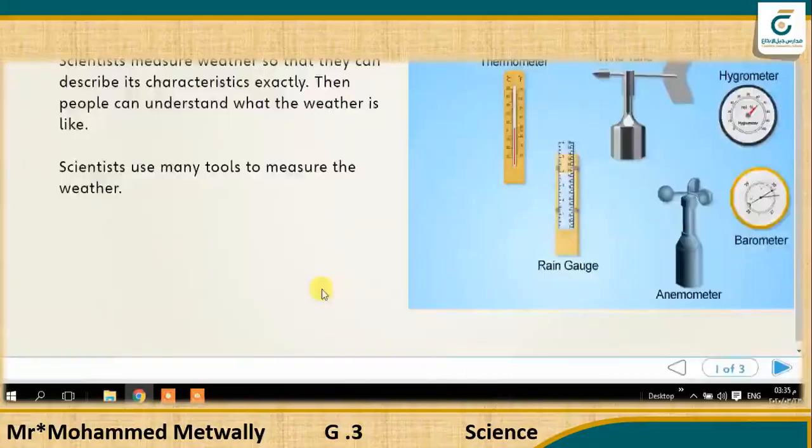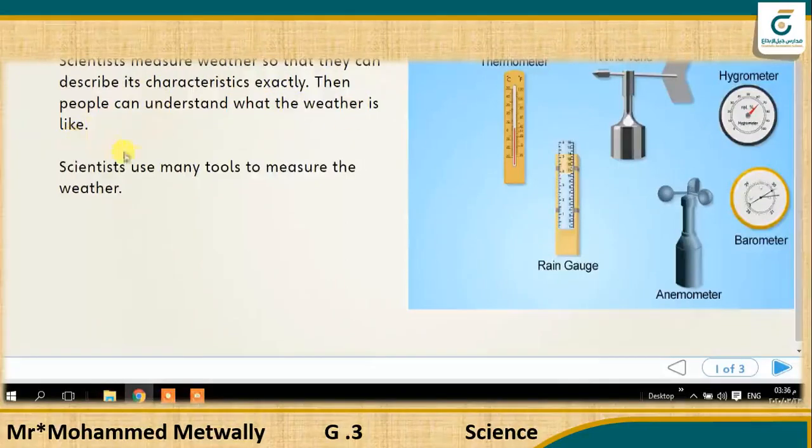In the previous video you watched the anemometer and learned how it works. So, going to another part of our lesson, the tools to measure the weather. Scientists measure weather so that they can describe its characteristics exactly. So why do scientists measure weather? To describe the characteristics of the weather exactly. Is it hot? Is it rainy? Is it cloudy? Is it windy? And so on. Then people can understand what the weather is like.